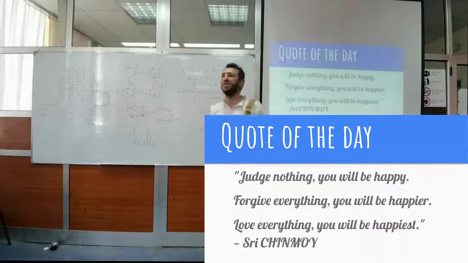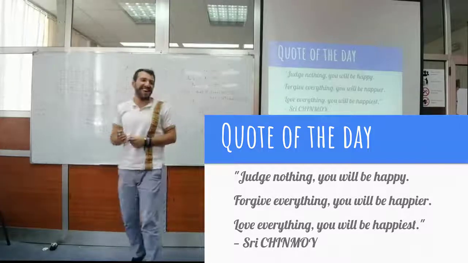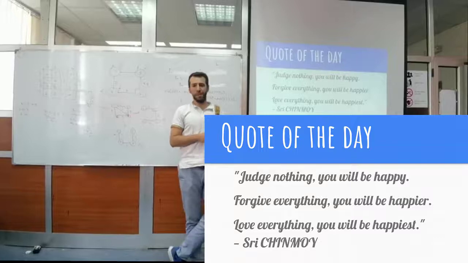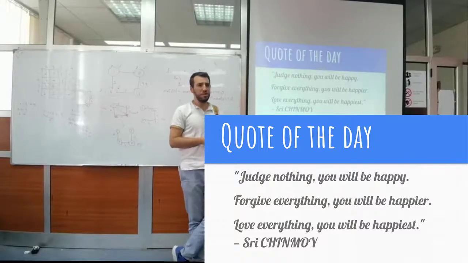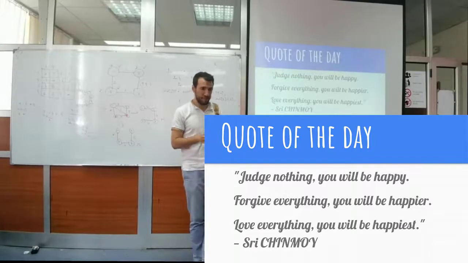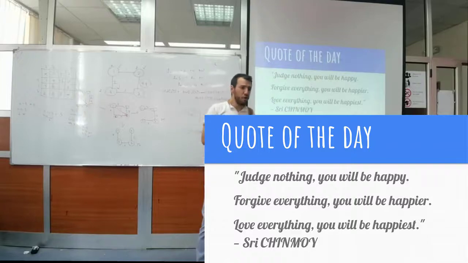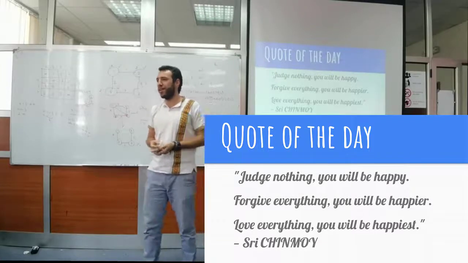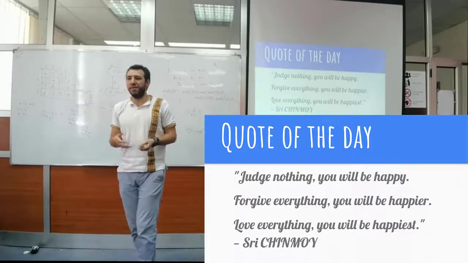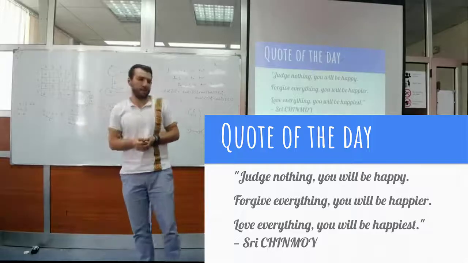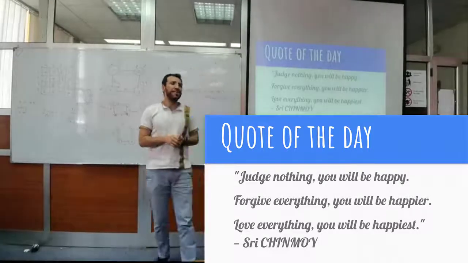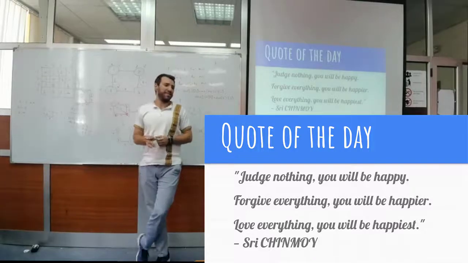And as always, we are going to finish with the code of the day. Today's code is: judge nothing, you will be happy, because we usually become unhappy by our judgments. That's true. Forgive everything, you will be happier, because sometimes some people are going to do wrong things, and in that case, if you forgive them, you're not going to feel bad about their mistakes. So you're going to be even happier. Love everything, you will be the happiest.